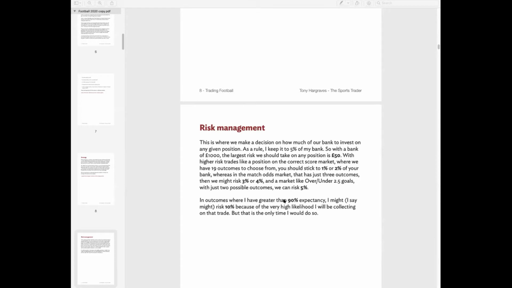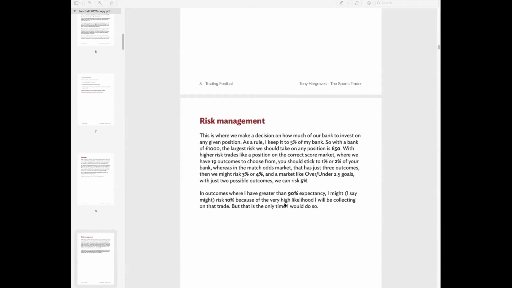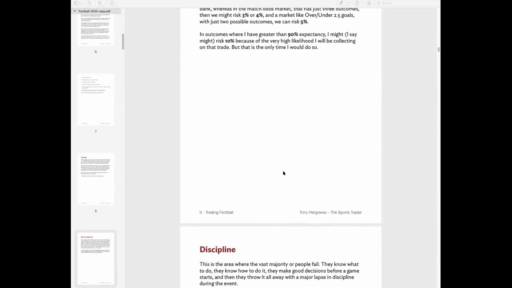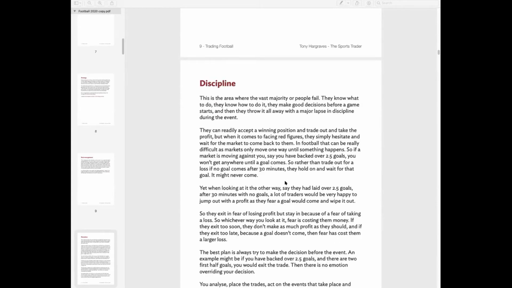But then again, like I spoke to you about the Tottenham second half goal strategy that I've come up with, where I've got a greater than 90% expectancy, I might risk 10% of my bank on that, because it's a very high likelihood I'm going to be collecting. But that's the only time I do so. I will never ever risk more than 10% of my bank on a trade with less than an 85% expectancy. So then it just comes down to discipline.